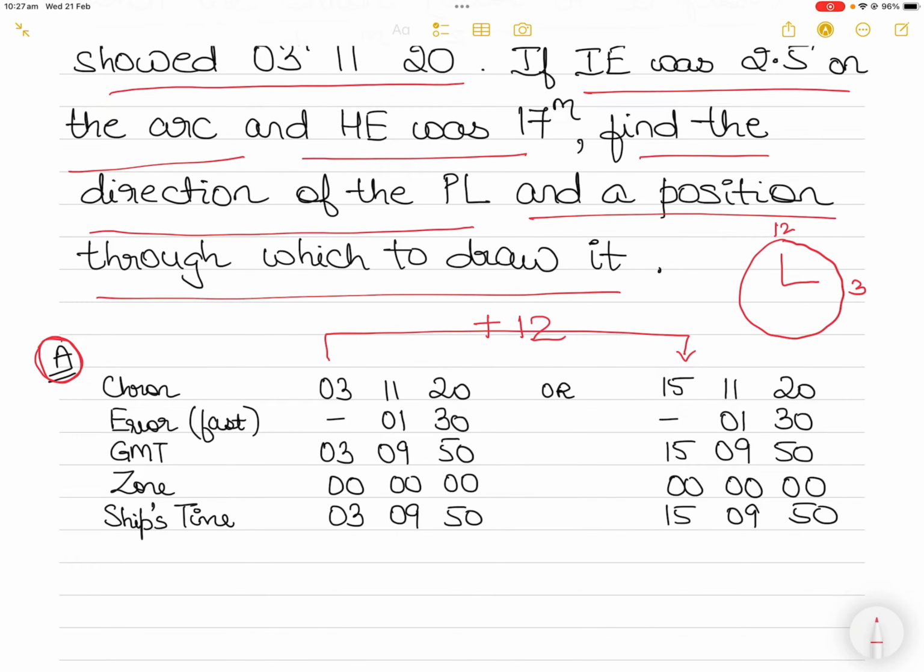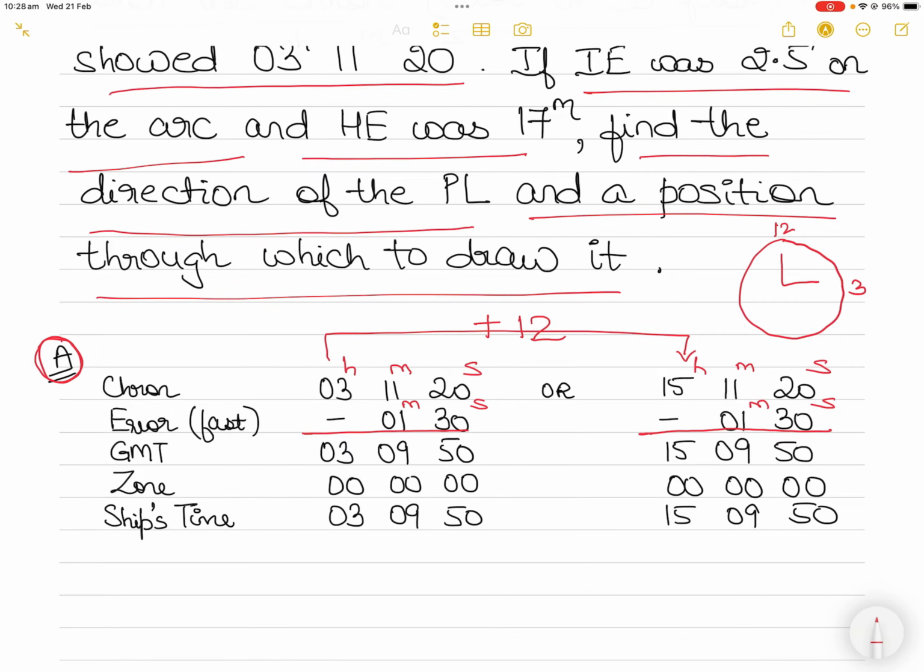Then the error given to me is 1 minute 30 seconds fast. If the error is fast, I will subtract it. If the error is slow, I will add it. Here the error is fast, so I subtract 1 minute 30 seconds. So this is hours, minutes and seconds. Make sure you write it under the minutes and seconds column, the same thing that you do in the other column as well. So subtract the fast error from the time.